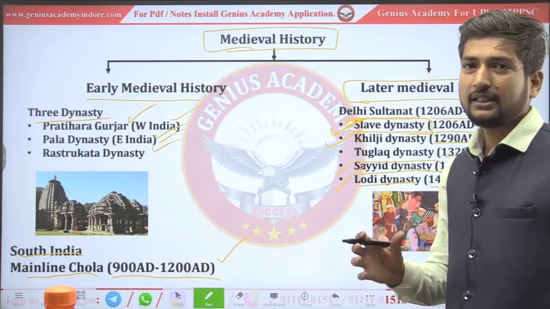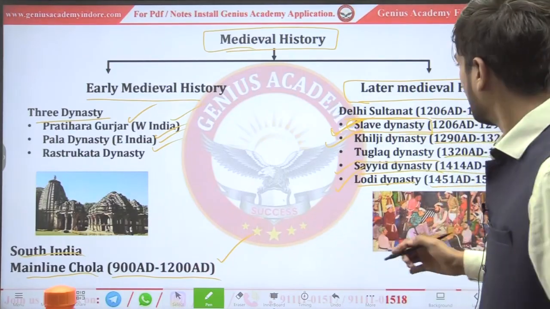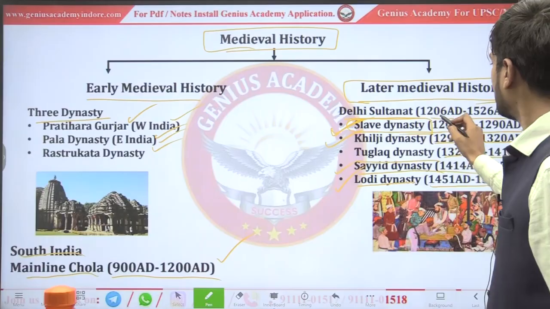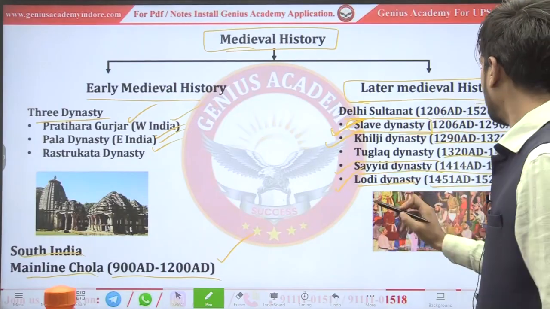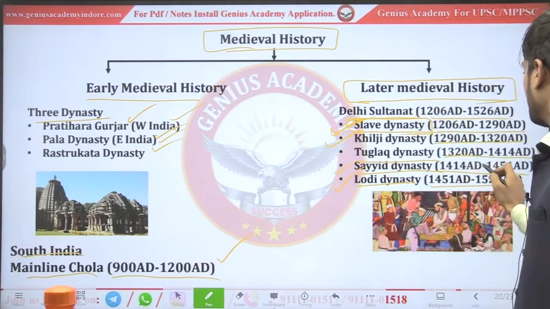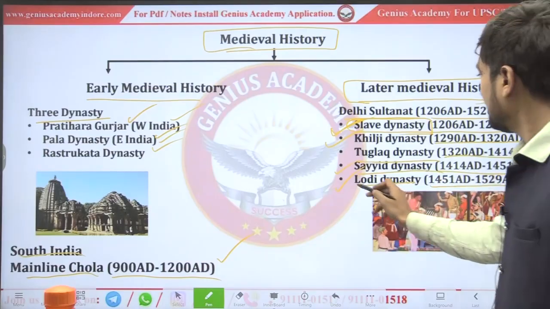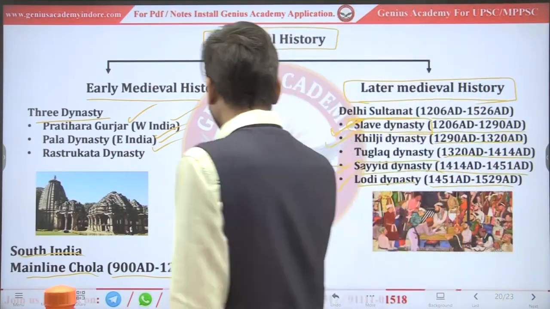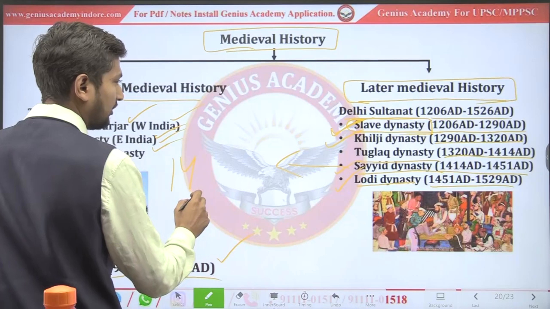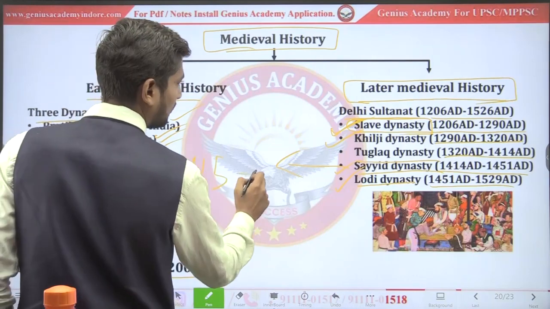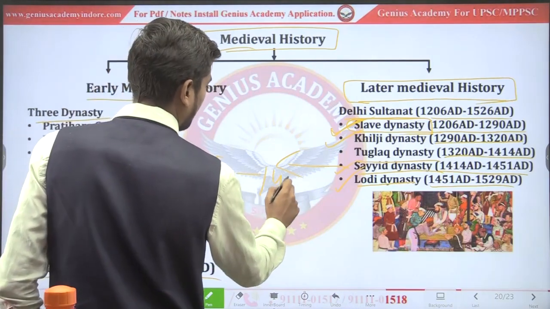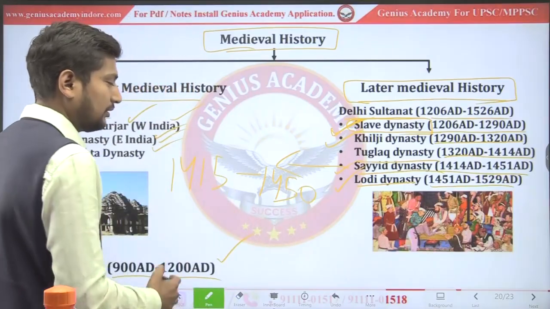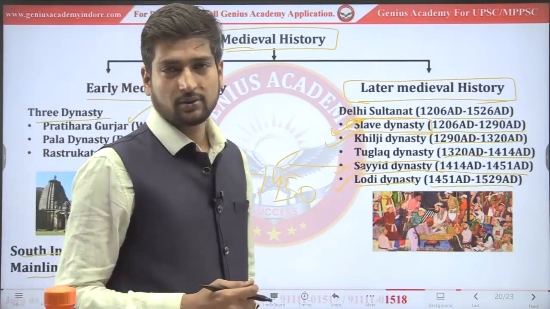Rather than remembering the exact dates, we can also just say Sayyid dynasty from 1414 to 1451. Rather than remembering like this, we can just remember from 1415 to 1450. So this becomes easy to remember also.